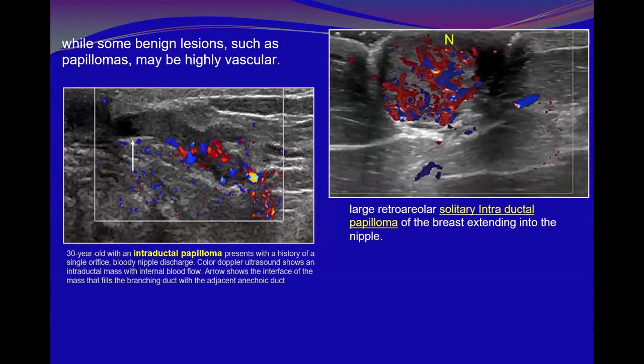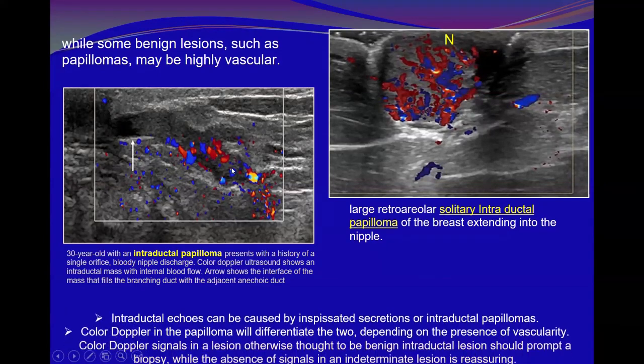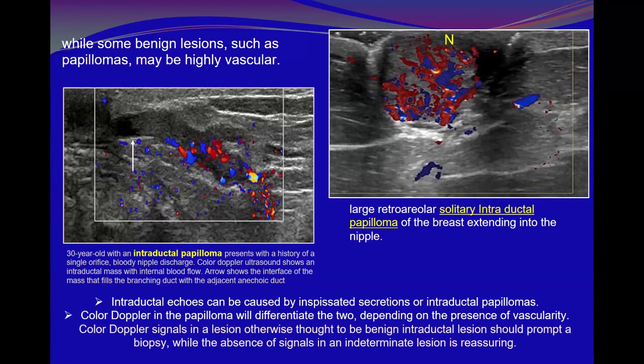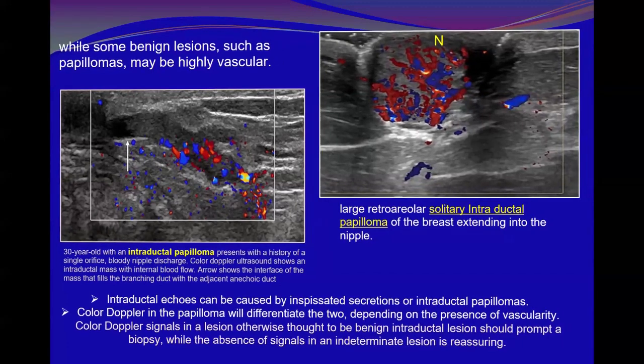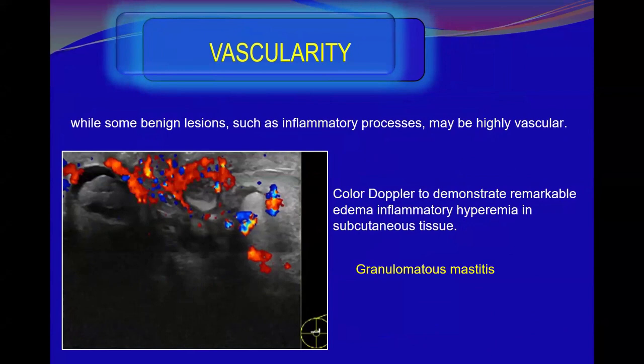While some benign lesions, such as papilloma, may be highly vascular. The most vascular benign tumor in the breast is a papilloma. This is a solitary intraductal papilloma within the nipple. Can you see how hypervascular it is? And this is an intraductal papilloma. Intraductal echoes can be caused by nonspecific secretions or intraductal papilloma. So Doppler can help us differentiate between the two by looking for the vascular stalks.